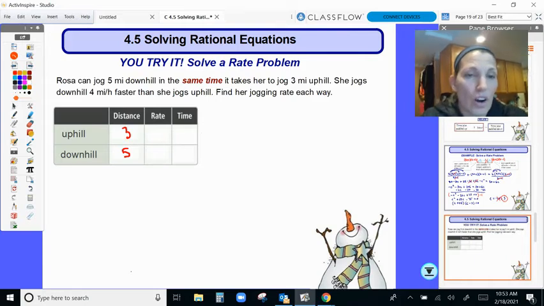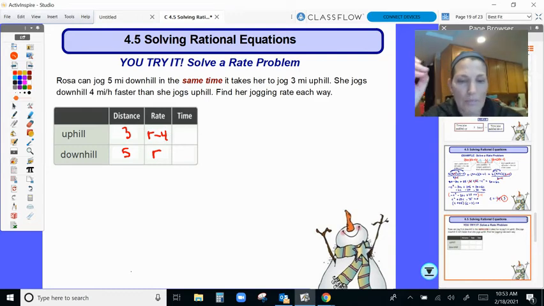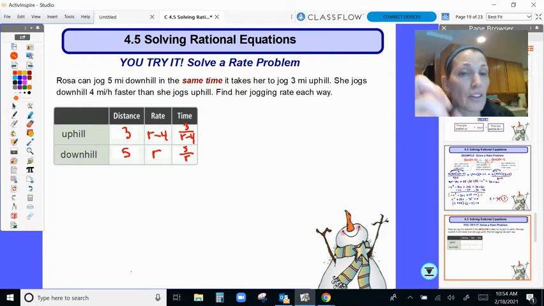So if we say the rate downhill is R, her rate going uphill is going to be the rate minus 4. It's going to be slower, right? My rate minus 4 miles per hour. So then my time is going to be distance divided by rate. So 3 divided by R minus 4 and 5 divided by R. Now I could have put R here and then put R plus 4 there because it's going to be faster going downhill. That would be okay too. It would be the same thing.